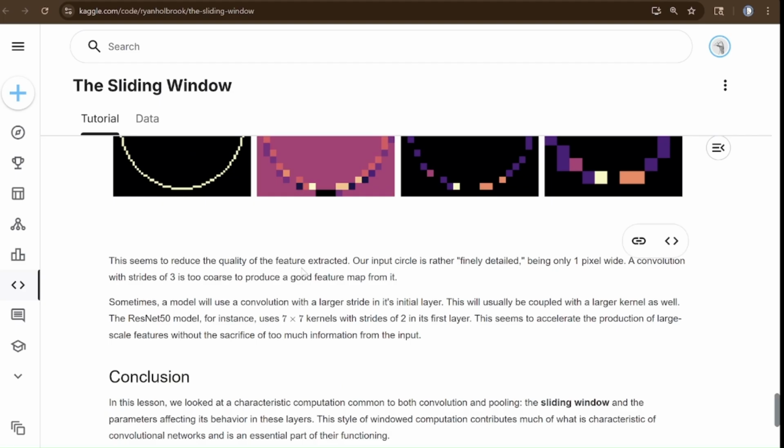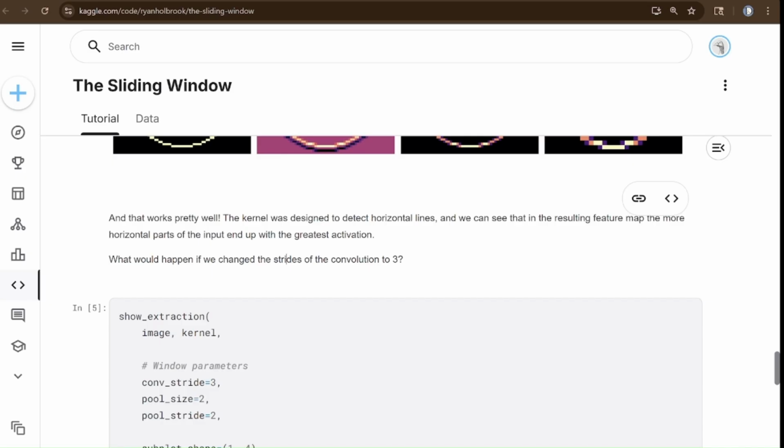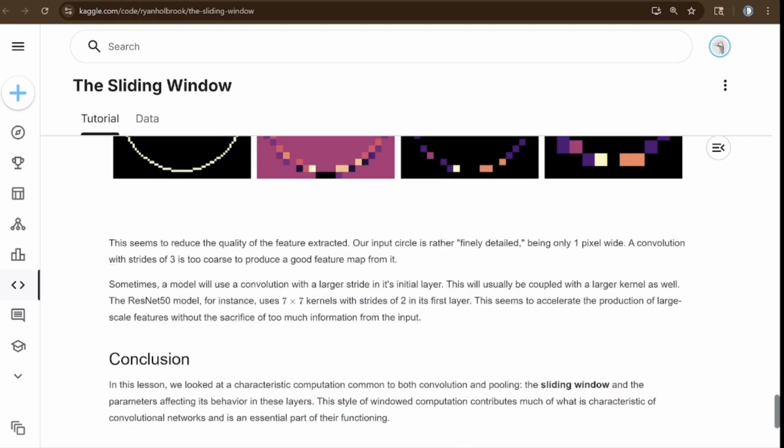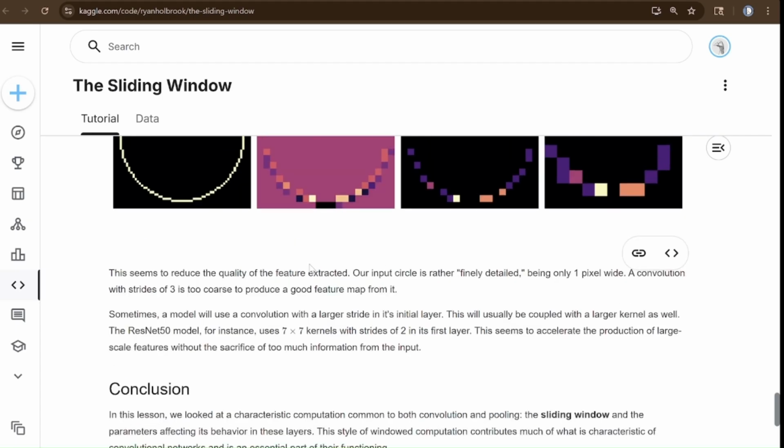This seems to reduce the quality of the feature extracted because you have given the strides as 3. That means you are skipping 2 every time. Okay, so you are missing some important features. Our input circle is finely detailed, being only 1 pixel wide. A convolution with strides of 3 is too coarse to produce a good feature map.